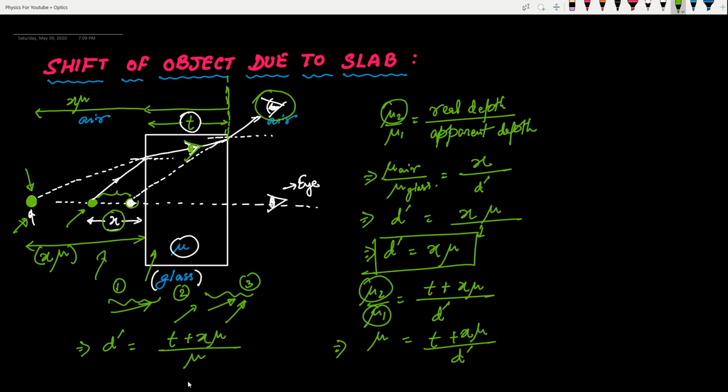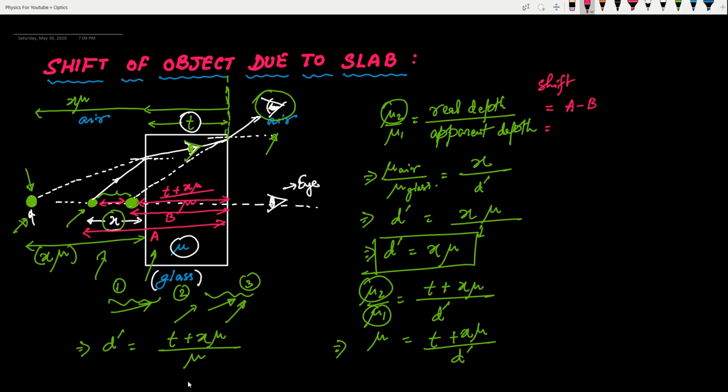We will look into this diagram. This is the object that we get when we see it from the air medium, from this side. Let me pick another color. Therefore the apparent depth from this interface to this is t plus x mu by mu. But we need to find the shift of the object. How do we find it? We know this distance and we know this distance, so we can easily find the shift. If this is a and this is b, then the shift will be a minus b.